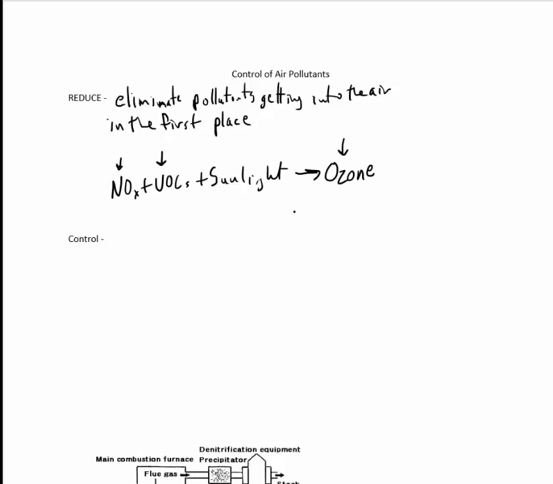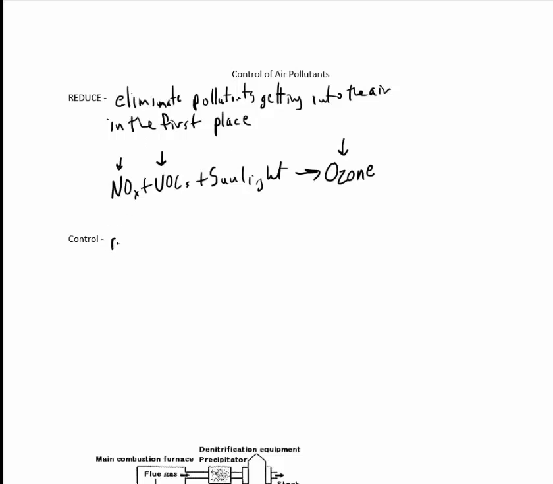We can also try and reduce the amount of sulfuric acid. If you reduce the amount of SOx getting into the atmosphere, that'll reduce the amount of acid rain or sulfuric acid getting in the air and stuff like that. Now if you can't reduce that stuff, one of the ways to reduce it is to try and control it.